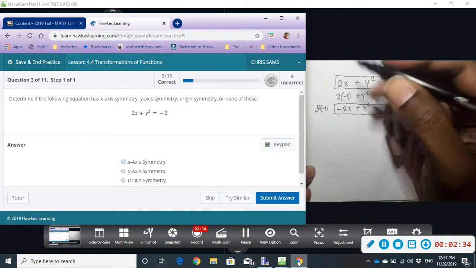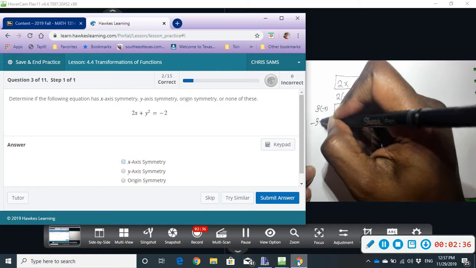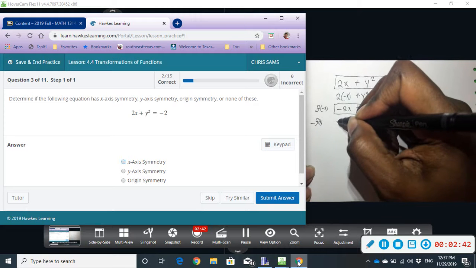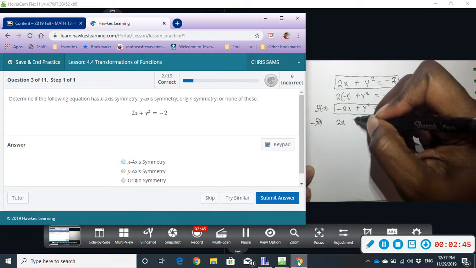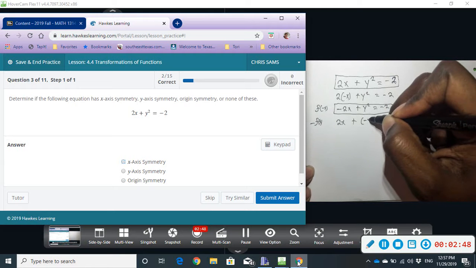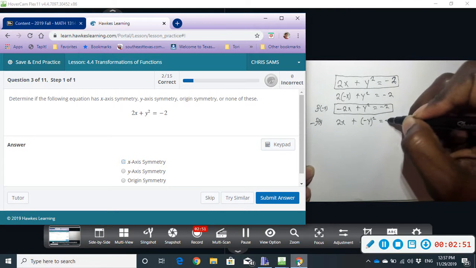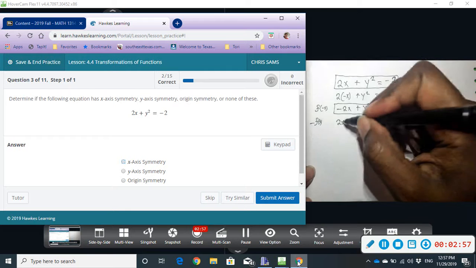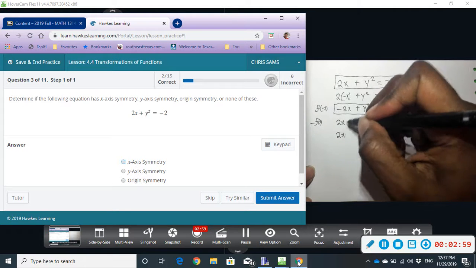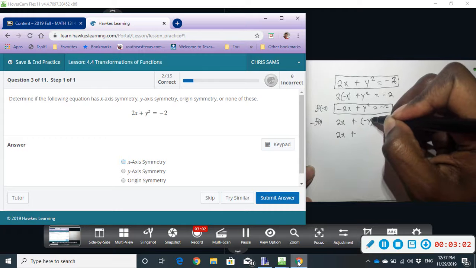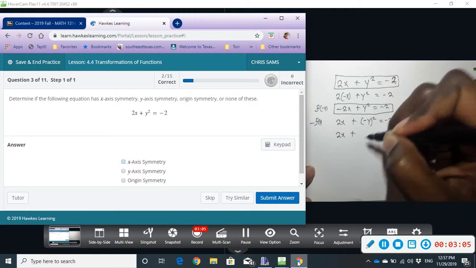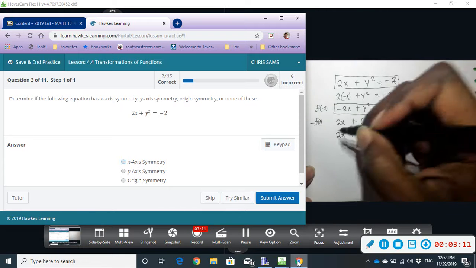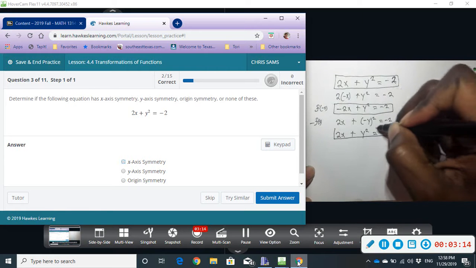Okay. Then we will do negative f of x. Okay, so this is making the y negative. So this time we will do 2x from our original equation plus, this time it'll be negative y squared equals negative 2. So this time we make the y negative. This is what negative f of x means. Okay, when we simplify, we would end up with 2x plus negative y times negative y, or negative y squared, becomes positive y squared, and then still equals negative 2. Okay, so here is that one.